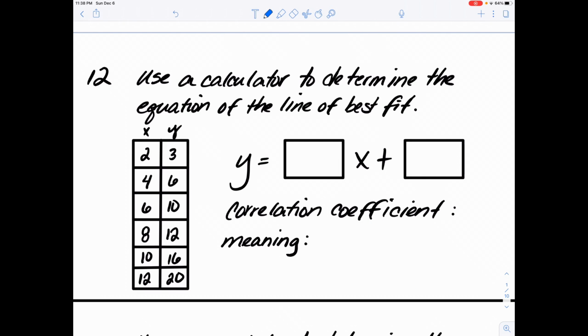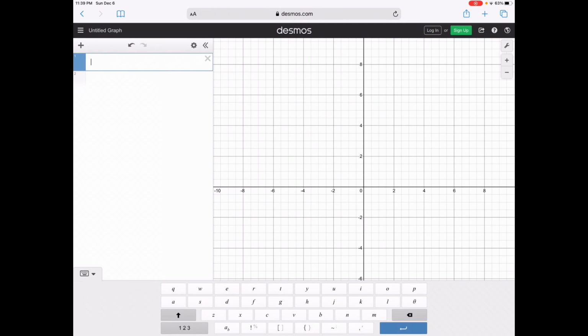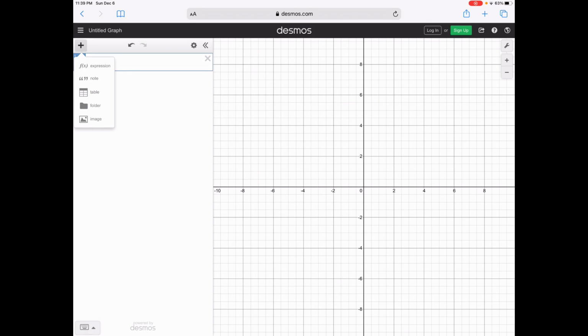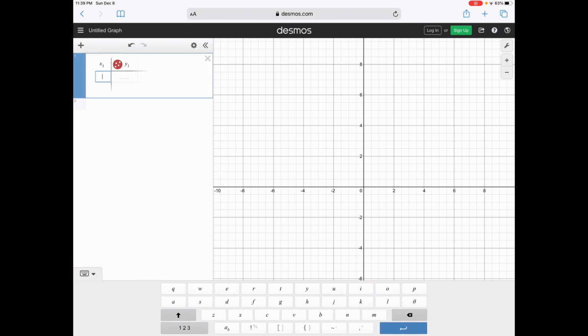Question number 12 again says to use a calculator to determine the equation of the line of best fit. We talked about that on the last slide. So what we'll do now is transfer this data to our Desmos calculator to acquire the equation of the line of best fit, and then we'll discover the correlation coefficient, and we'll come back and talk about it. All right, going through the steps again, I need to click the plus sign on the top left over here. We're dealing with a table this time of values.